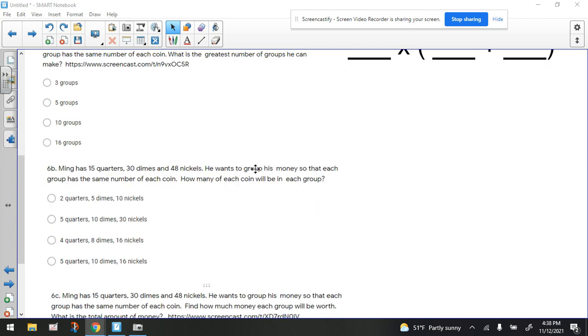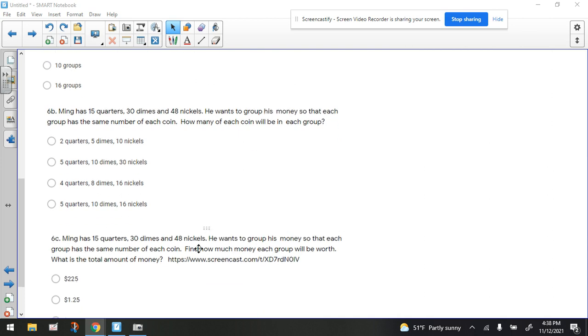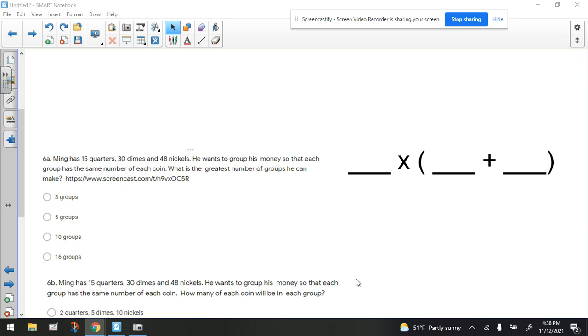And if you look at part B, they want to know how many of each coin will there be in each group. And if you look at part C, they want to know how much money will be in each group and how much will it be worth if you get the total. So let's go back to what we need to do.